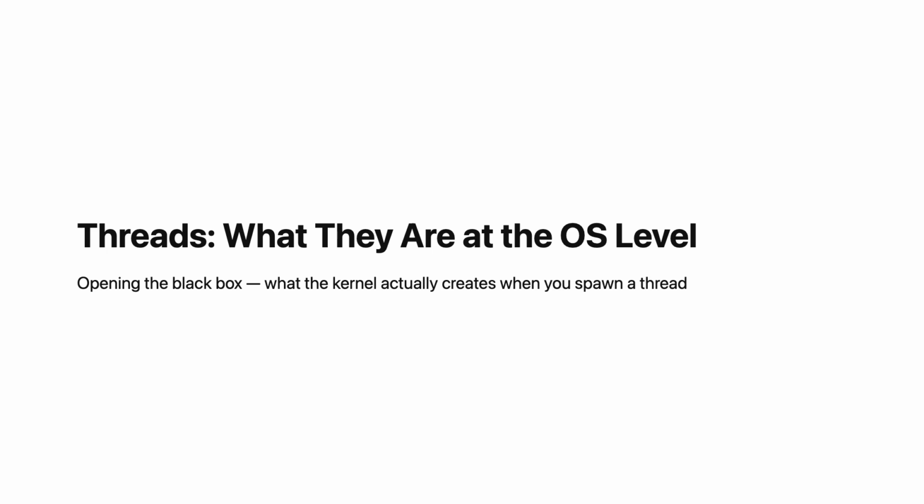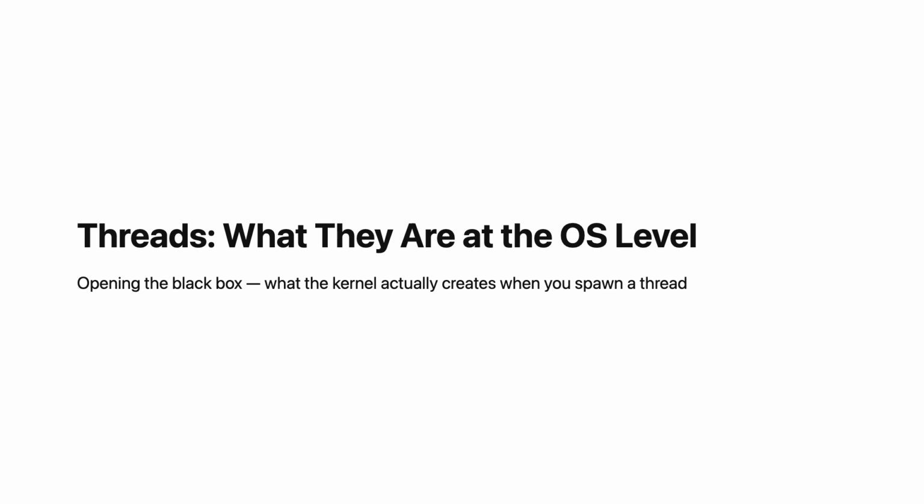But here is a question most Android developers cannot answer. What is a thread really? Not the Kotlin abstraction, not the Java thread really. What is a thread at the operating system level? What does the kernel actually create when you spawn one? Today we are going to open up the black box and look at what threads truly are, how the OS manages them, and why understanding this changes the way you think about concurrency in your Android apps.